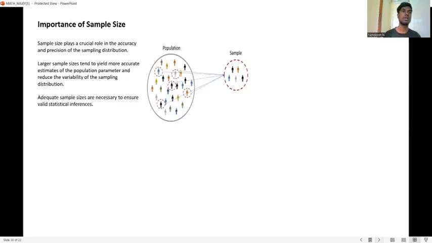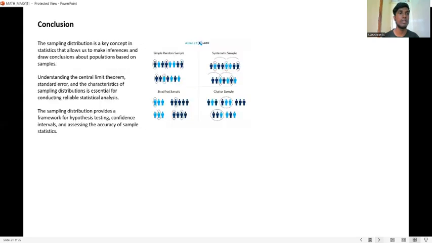Importance of sample size. Sample size plays a crucial role in the accuracy and precision of a sampling distribution. An adequate sample size is necessary to ensure valid statistical inference.